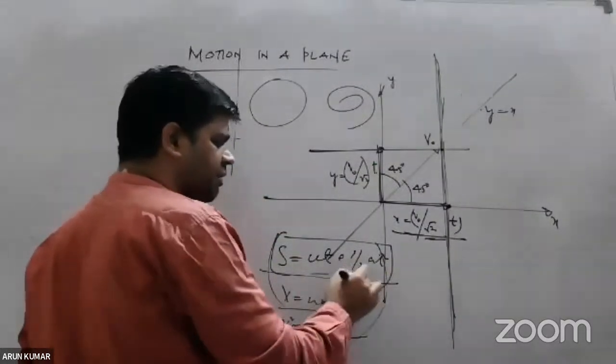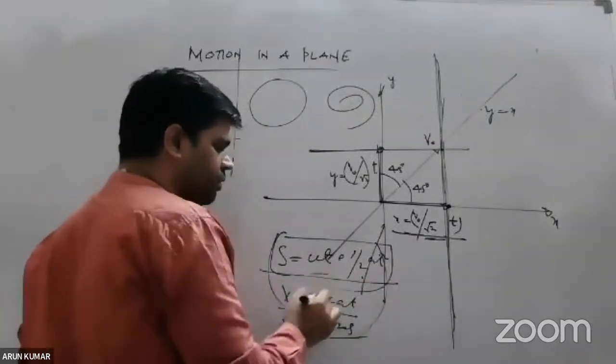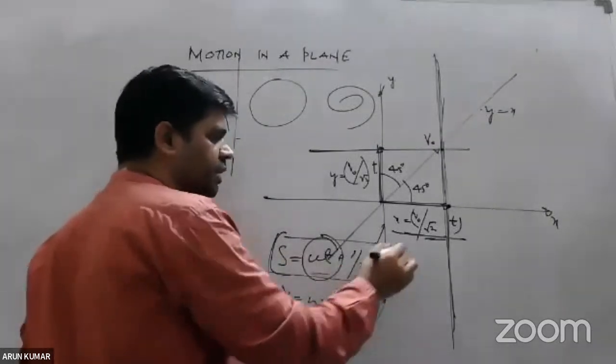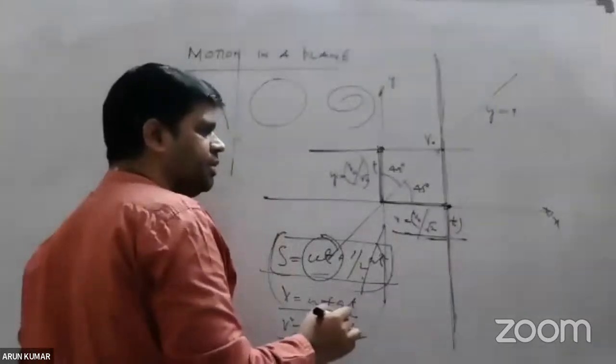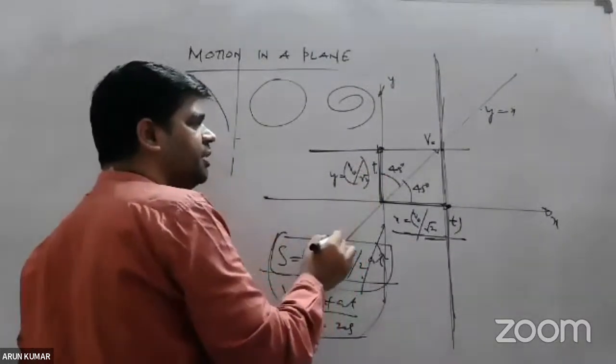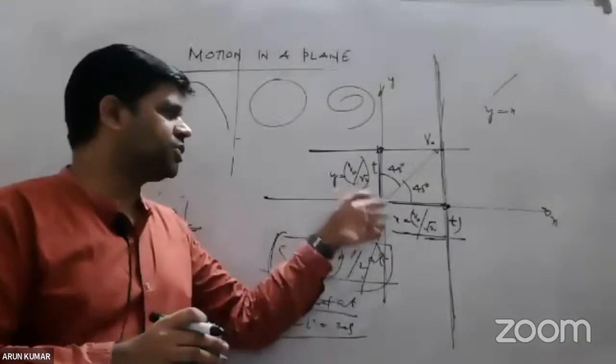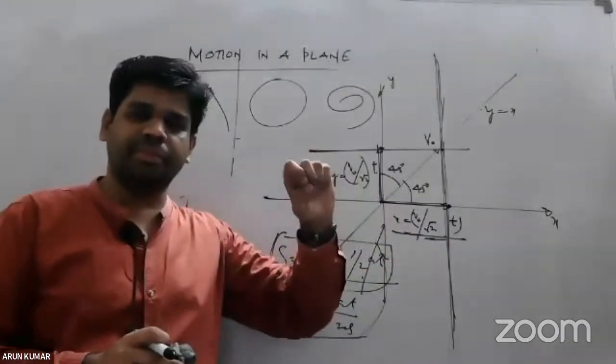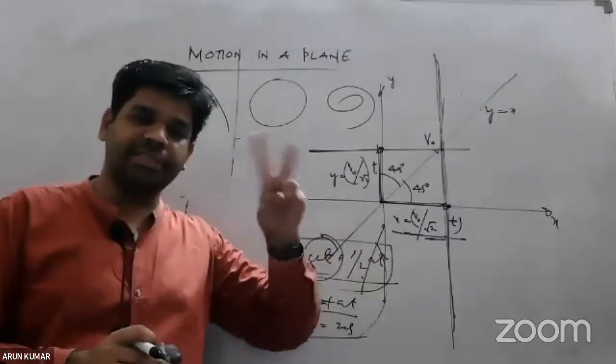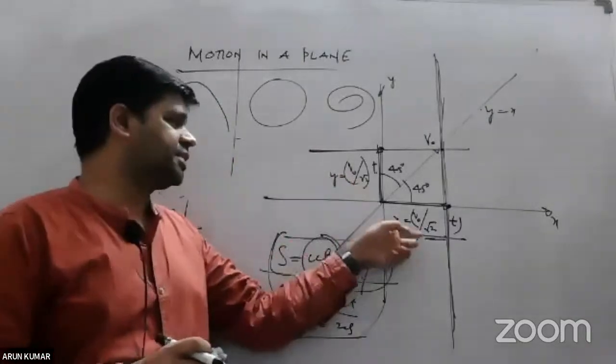Using s is equal to ut plus half at square, a is 0. I'll get s is equal to ut. That's why v naught by root 2 into t came here, and v naught by root 2 into t came here also. Now I have the parametric form of the horizontal and vertical motion. Now what is the parameter? Time. If I eliminate that time, I'll get an equation between y and x.